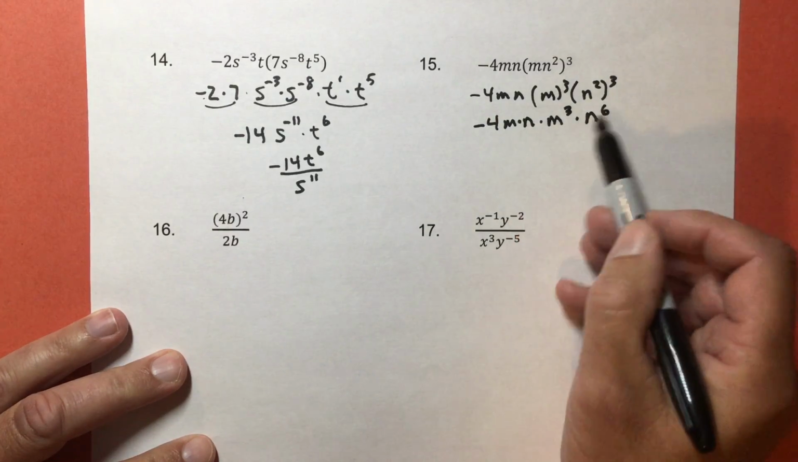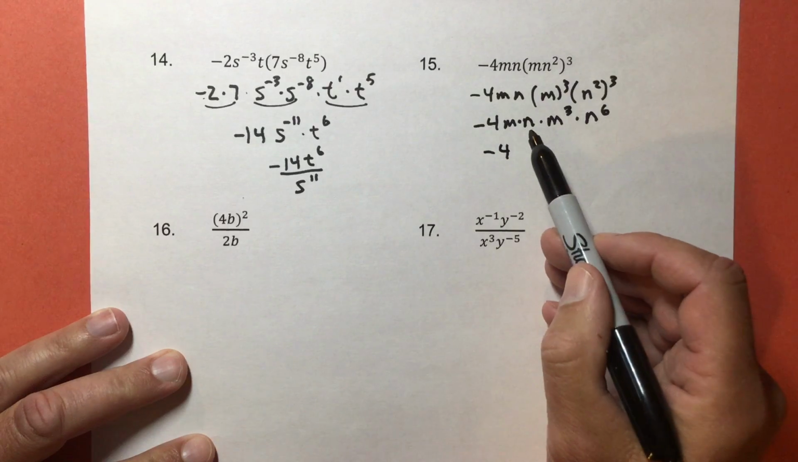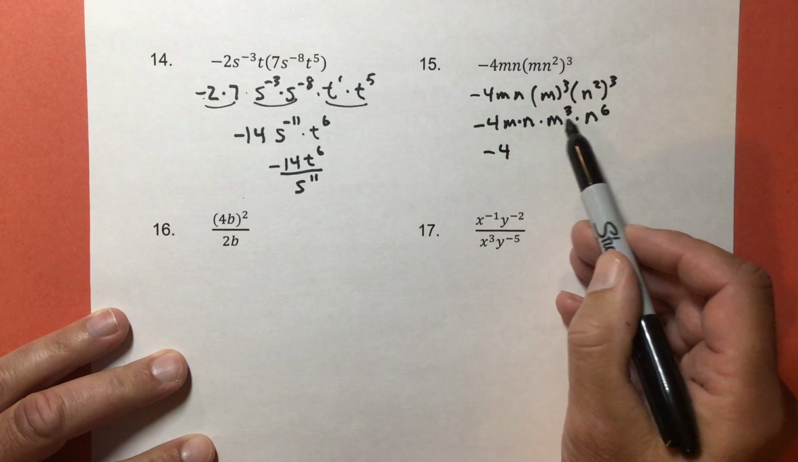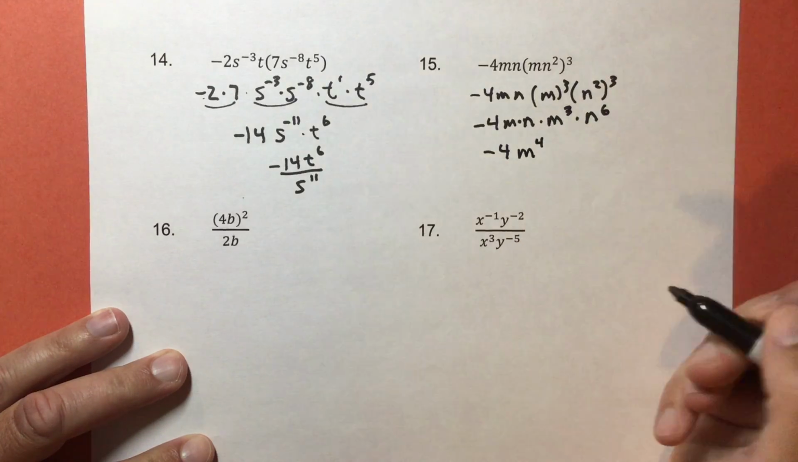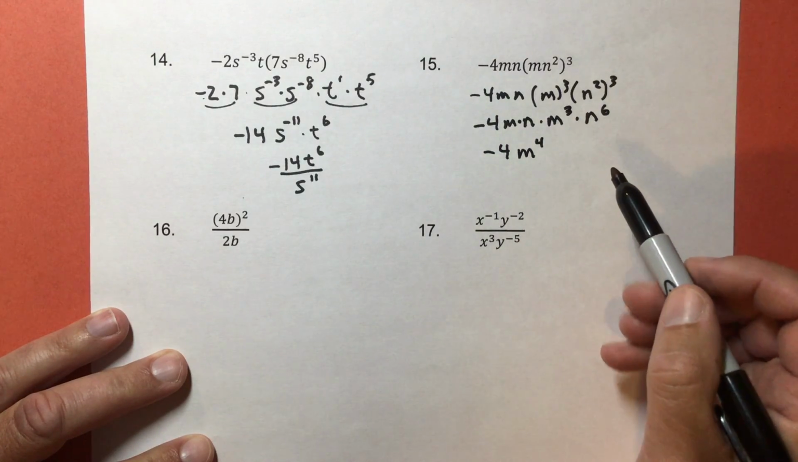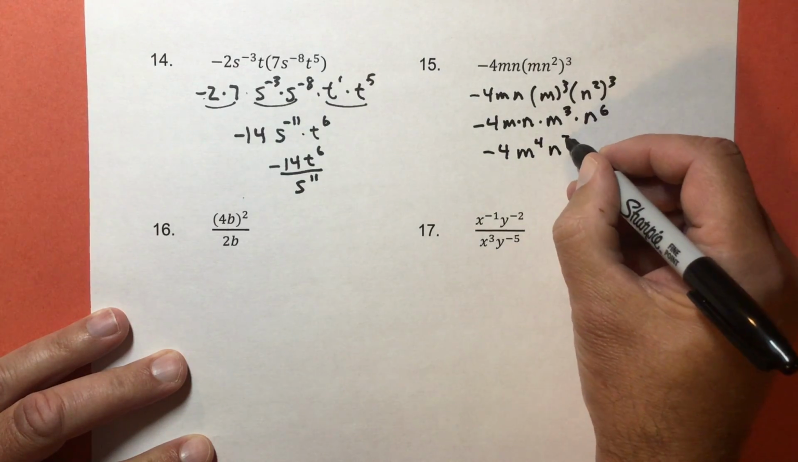So now let's put all these together. The negative 4 is still good. How many m's do I have? I've got 1 and 3 more over here. So that gives me m to the 4th power. How many n's do I have? I've got 1 here and 6 more over here. So now I've got n to the 7th power.